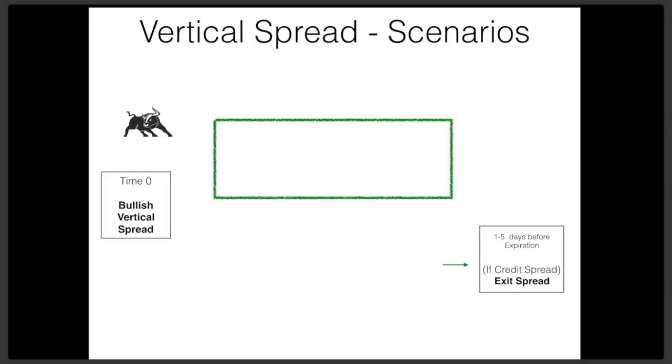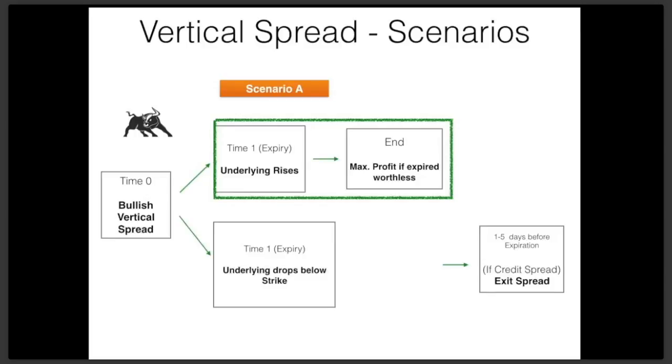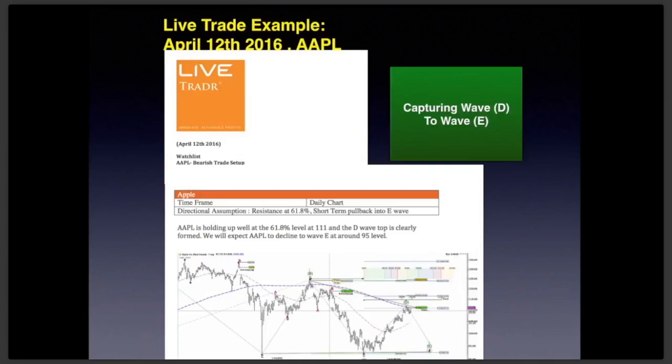Okay, so this will be a scenario with the example I gave you earlier, right? So we establish a bullish vertical spread. The scenario is that the underlying rises, and max profit will be captured if it expires worthless, assuming this is a credit spread. But if our underlying drops below the strike price, again, check the market sentiment 1 to 5 days before expiration. If this is a credit spread, just close it out with a loss because I do not want to get assigned.